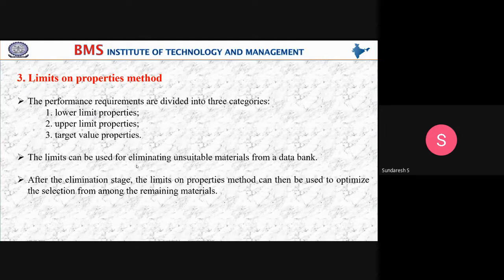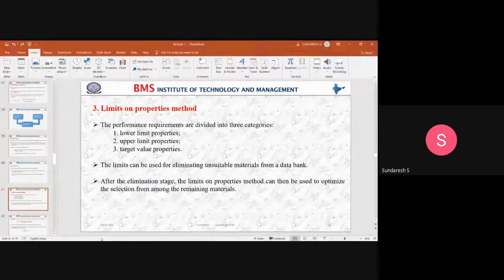And after the elimination stage, the limits on properties method can be used to optimize the selection among the remaining materials. Once you eliminate the materials which are not suitable to remain in the data handbook, you can apply the limits on properties method to optimize the selection from among the remaining materials. This is what the limits on properties method is about. Okay, so these are the three different methods I wanted to convey regarding the material selection process here.